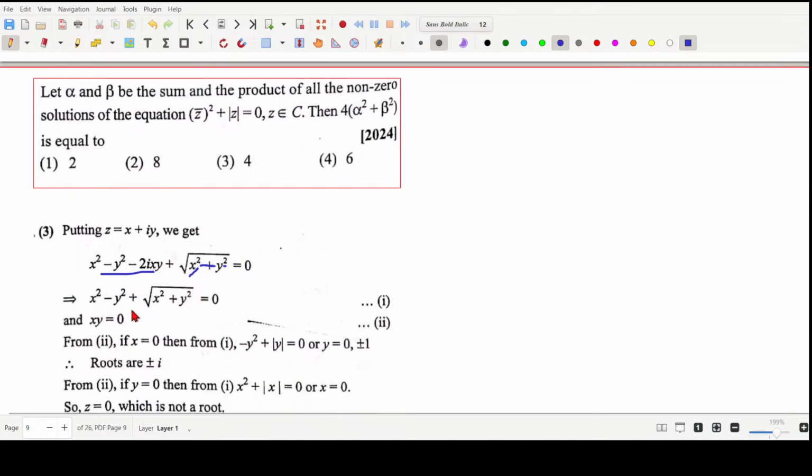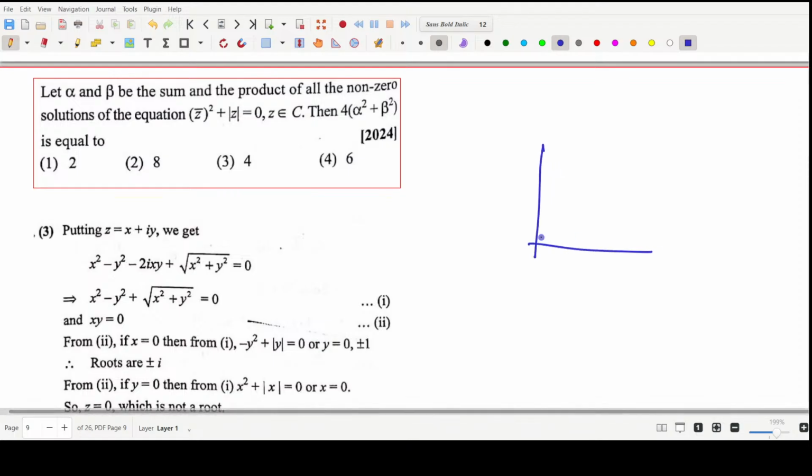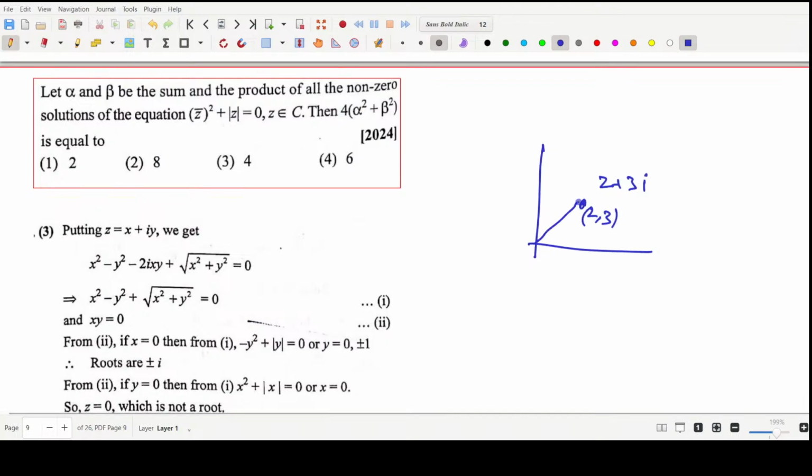Can you recap how mod z becomes root of x square plus y square? Mod z means magnitude of z. Let's say z is 2 plus 3i. That means z is this point, 2 comma 3. Mod z means the distance from the origin to this point. By definition, it should be root of this 2 square plus this 3 square.